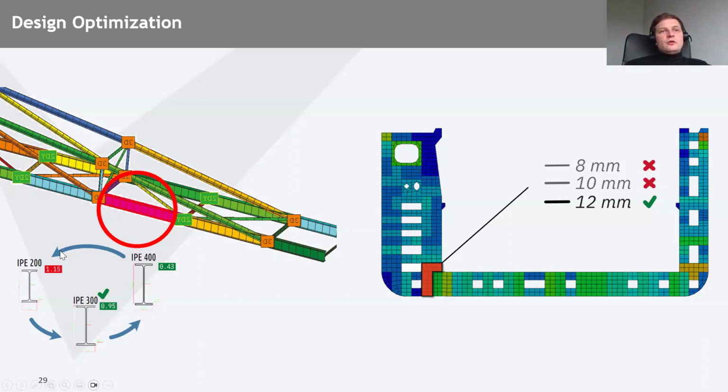So if some portion of your model is having too high utilization factor, it is possible to define the replacements and see what is going to be the optimal results, not to be too strong for material overuse, but still fit into the requirements of the standards. So instead of guessing what should be the correct result, SDC Verifier allows you to optimize the design and pick the best design decision based on the requirements of the standards.